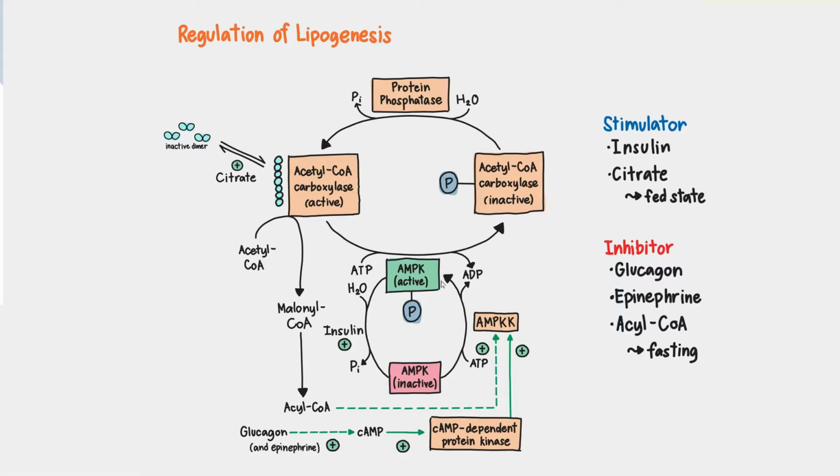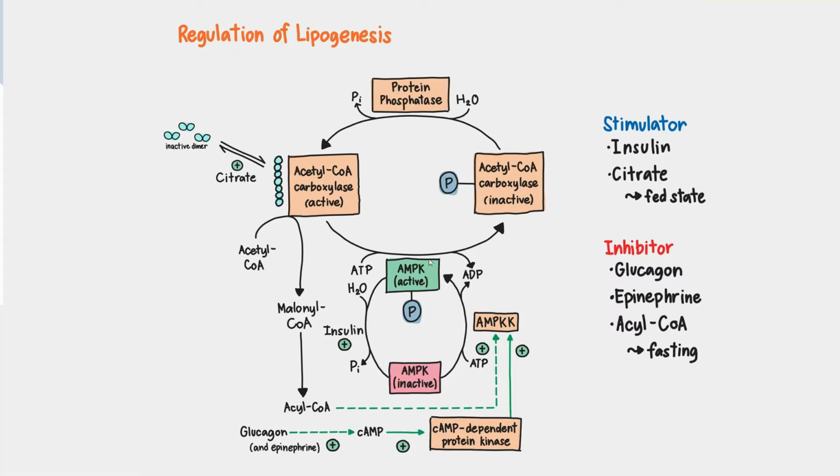So we can increase it by first, your acyl-CoA together with the hormones glucagon and epinephrine activates your cAMP. And then your cAMP activates your cAMP-dependent protein kinase, which in turn activates your AMPKK. So what does this AMPKK do? It phosphorylates your AMPK, making it active.